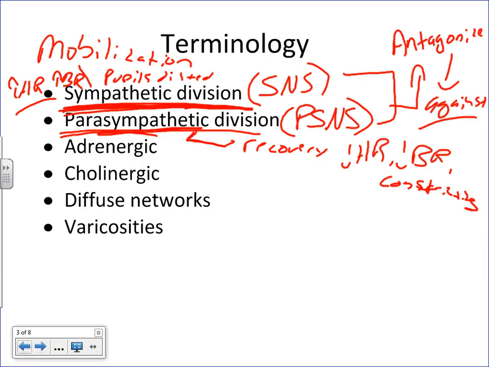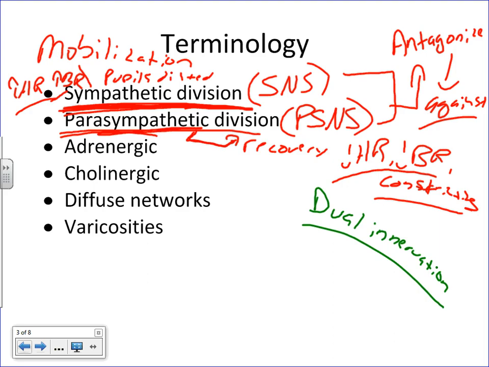Now this is something to pay attention to, and I mentioned this as well. Notice that both of these divisions, even though their effects are opposite of one another, carry out those effects within very similar organs. This is a concept that I forgot to type on here, which we call dual innervation. Dual innervation.